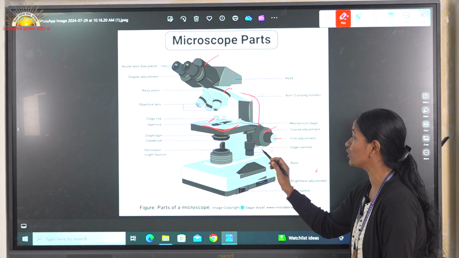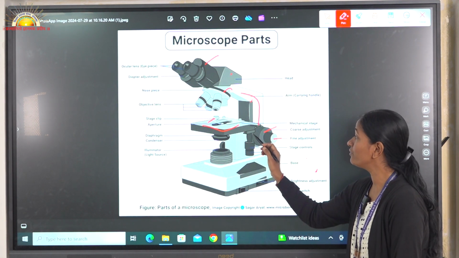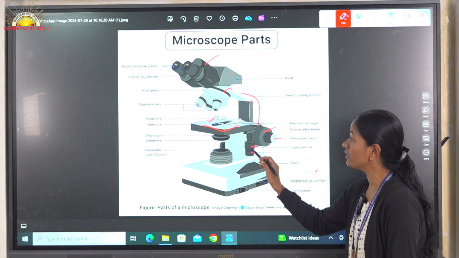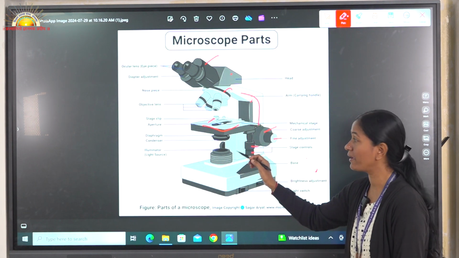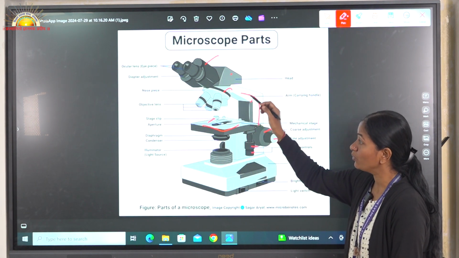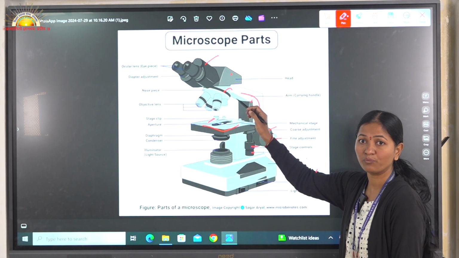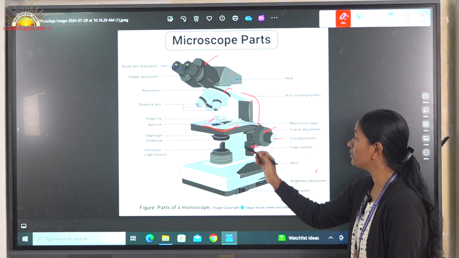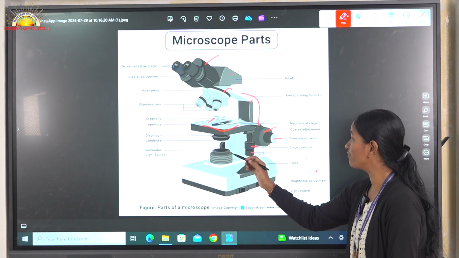There are also stage control knobs. These move the stage up and down. Your mechanical stage can go up towards the objective side, or you can pull it down, towards the diaphragm side.